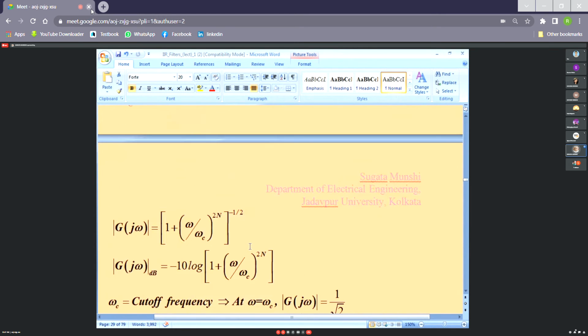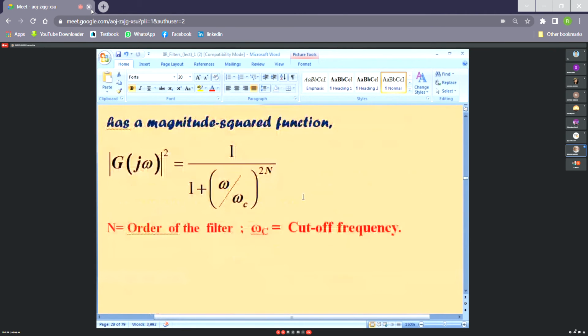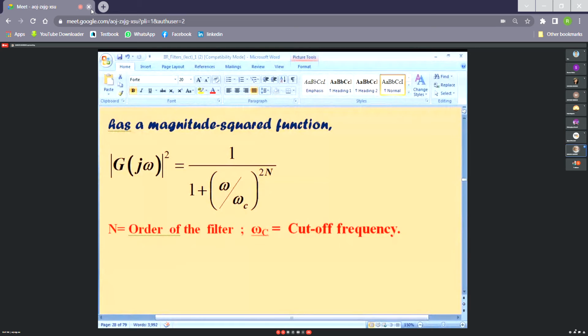Just tell me one thing. This is the amplitude squared function or magnitude squared function for a low pass Butterworth filter. What will be the expression for the magnitude squared function of a high pass Butterworth filter? Can you tell me? In numerator, there will be an omega. Is it so? Everything else will remain same.